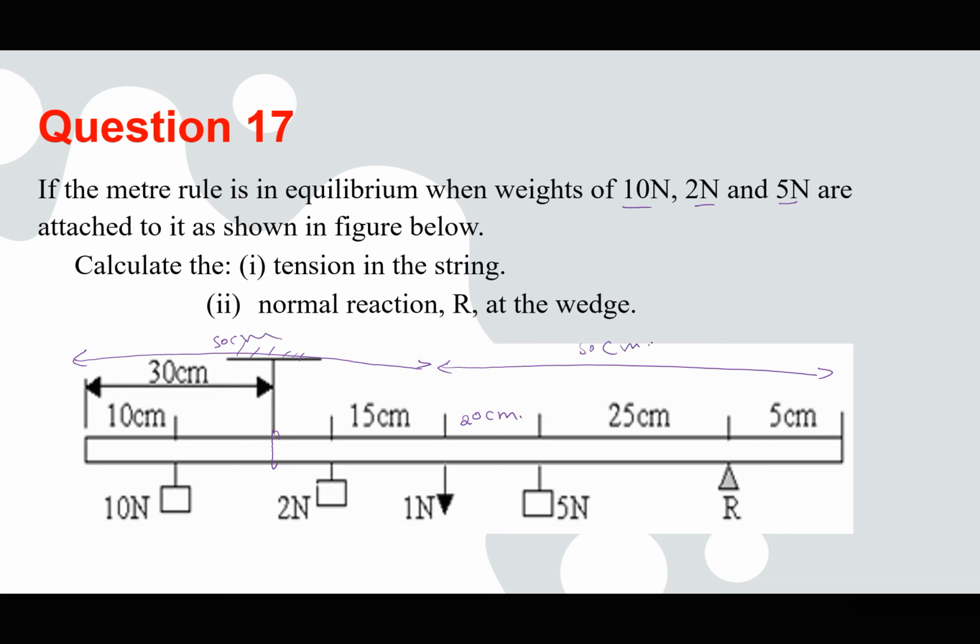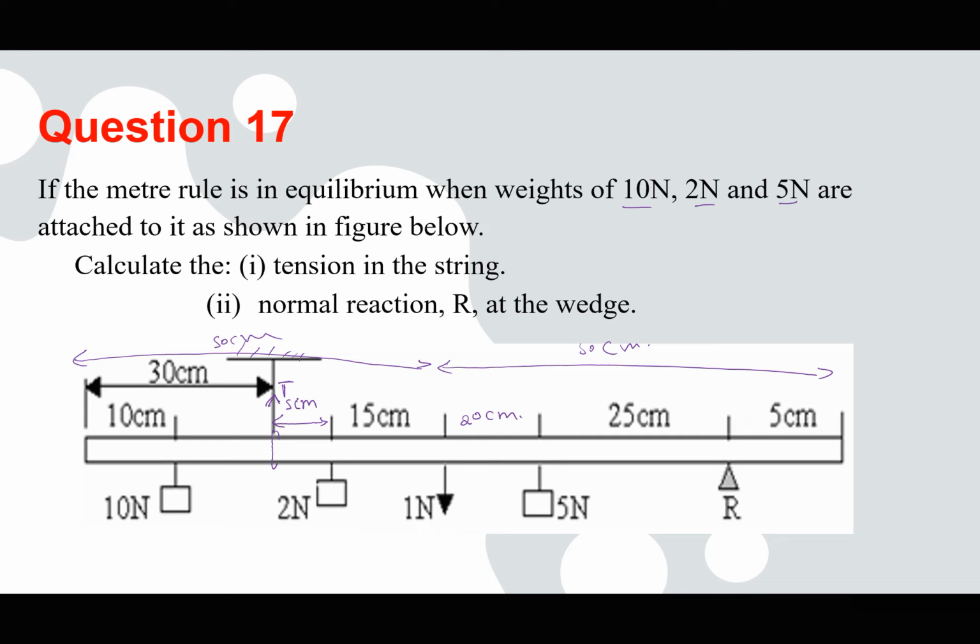So that means if this is 30, this is 20, and this is 15. So 30 plus 15, that is 45. So this distance is going to be 5. So that 30 plus 5 plus 15 gives us 50. Okay. So we want to find the tension. So there will be tension force here. Of course, tension will act away from the object. The tension in the string acts away from the object.